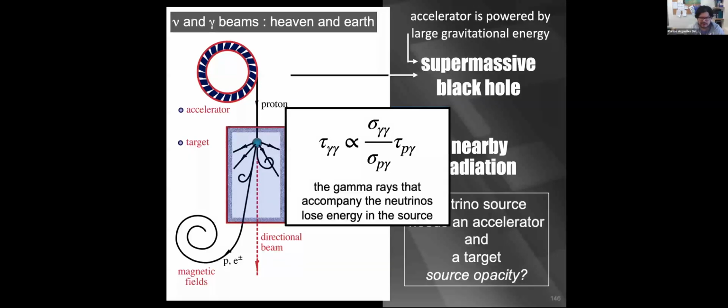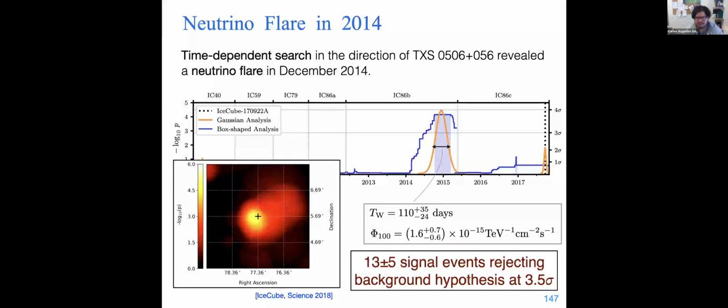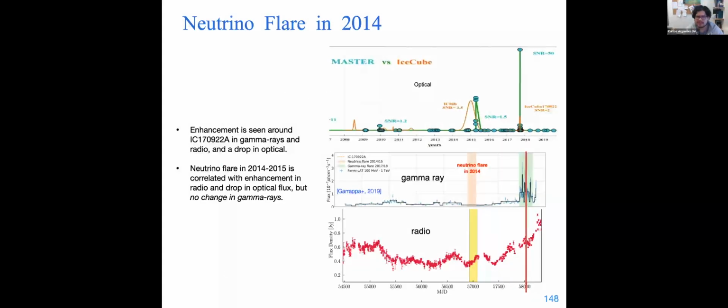And actually, we understand this because what's shown here is the opacity of gamma rays and protons in a gamma ray background. So the opacity of protons in a gamma ray background and the gamma ray opacity are related by the ratio of the gamma-gamma to p-gamma cross sections. Since the gamma-gamma cross section is larger than the p-gamma cross section, when an object is opaque to protons, it's immediately also opaque to gamma rays, making the gammas lose energy at their source.